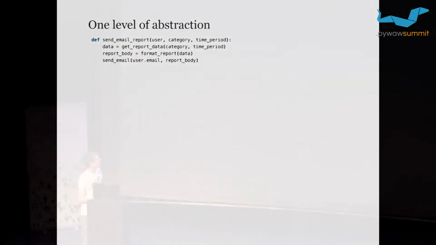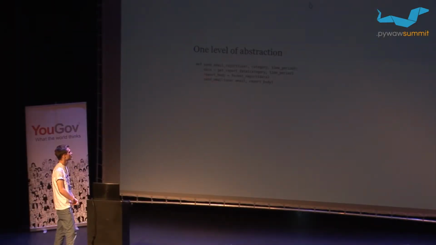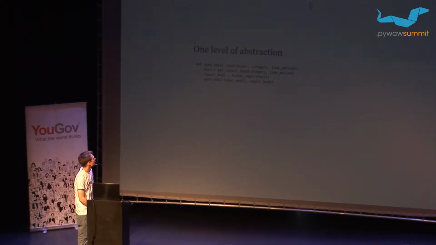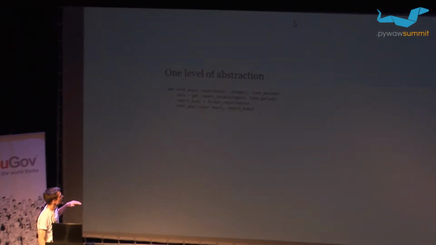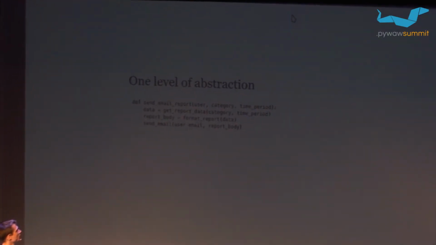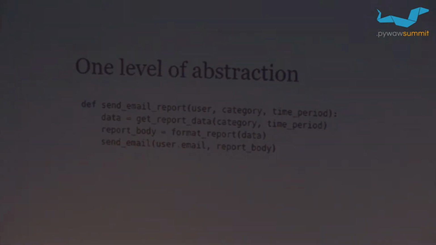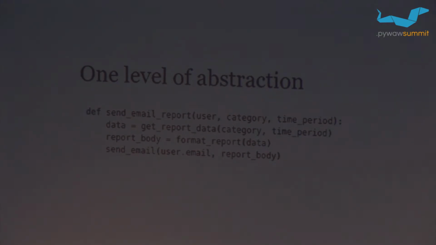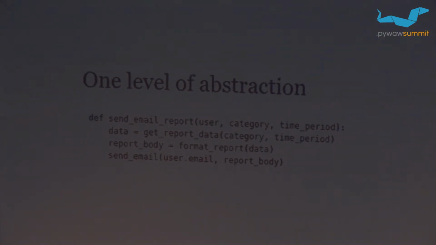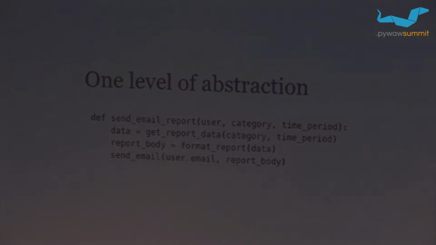So that's how you would represent it as a Python function. You have a function called send email report. It calls three different functions: get report data, format report, and send email. But it is not responsible for how they are implemented. It just knows that it formats the report, but it doesn't know how the report will be formatted. And that's just one level of abstraction. It doesn't go any deeper.